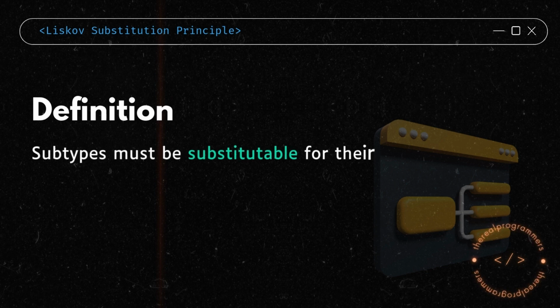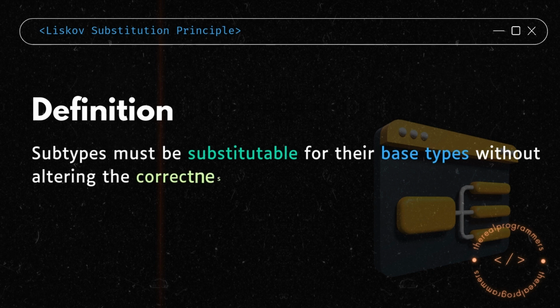The Liskov substitution principle states that the subtypes must be substitutable for their base types without altering the correctness of the program. This simply means that given that class B is a subclass of class A, we should be able to pass the object of class B to any method that expects an object of class A, and the method should not give any weird output in that case.